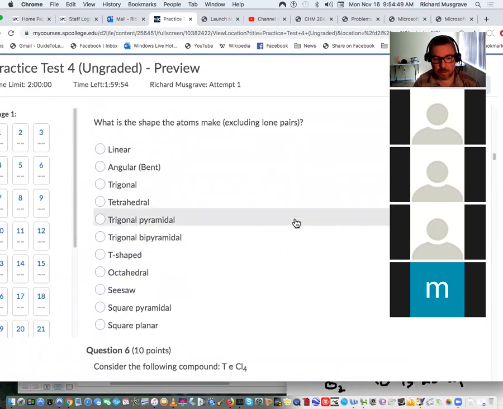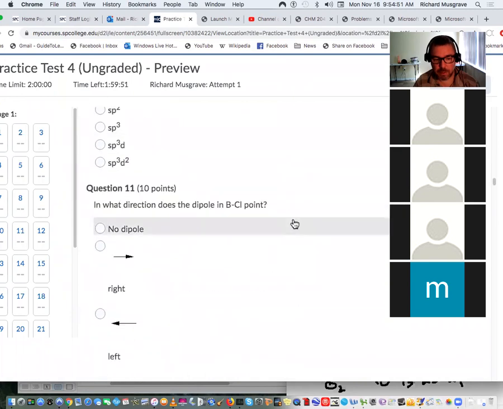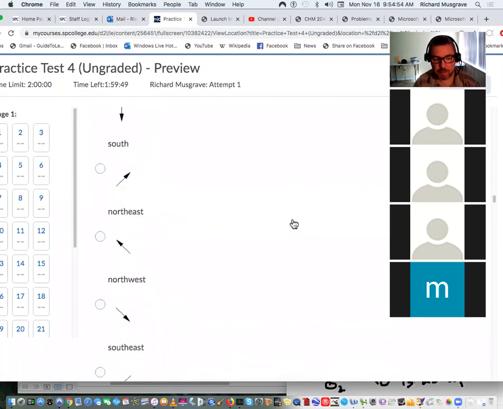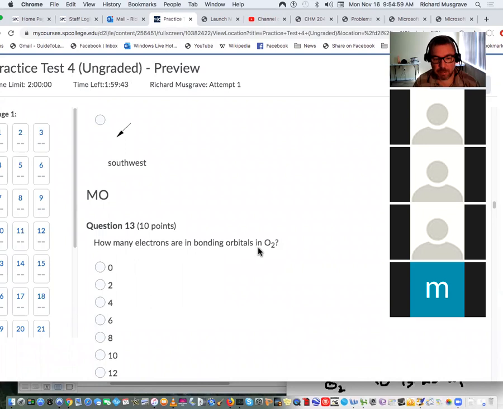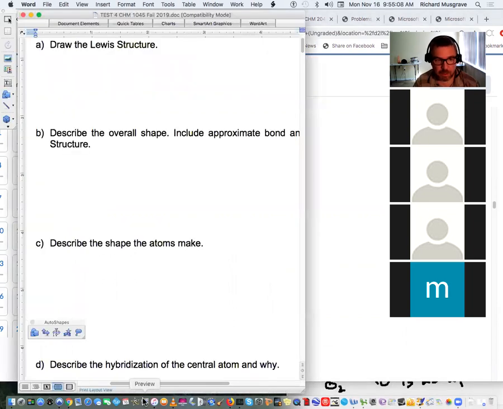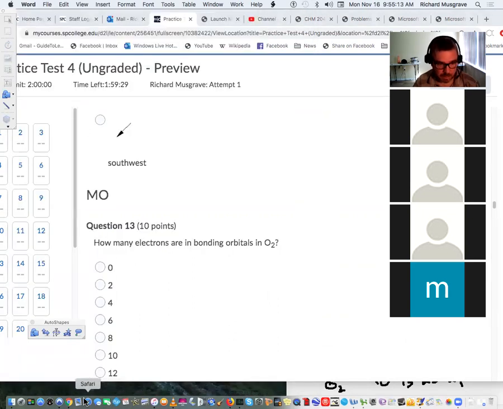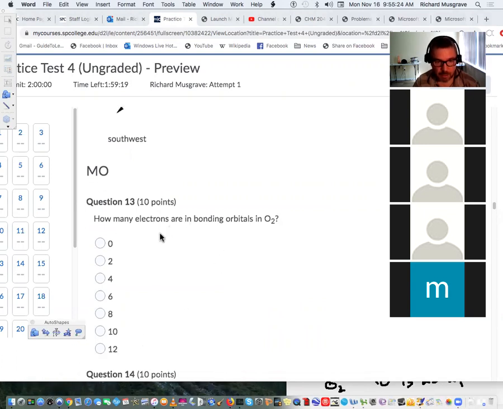Okay, so let's see where we're at here. Molecular orbital questions. I'll show you exactly what you'd be expected to do here. So MO versus molecular orbital. How many electrons are in bonding orbitals in O2? So for something like that, what I'm expecting you'll be able to do is, again, fill the orbitals. You should probably have it on a separate sheet of paper. You'll be able to do it on scrap paper here. And you'll have to come up with how many electrons are in O2.